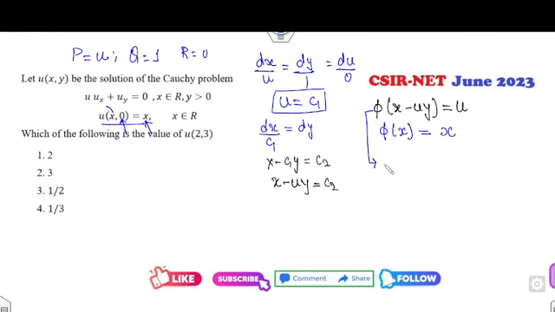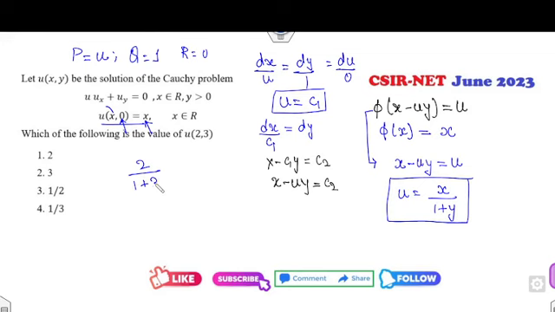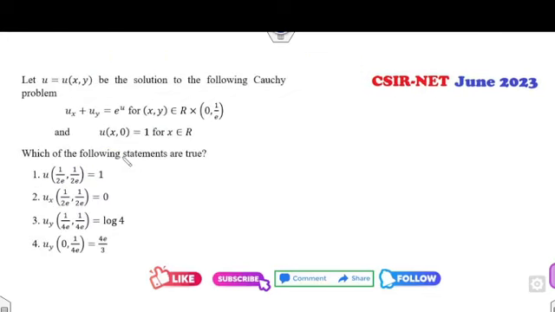I can apply this one. So x minus uy is equal to u. Can you find the value of u? x over 1 plus y is the solution. Now your target is to find the value of 2 and 3. So that means 2 by 4, 1 over 2 is my right answer.